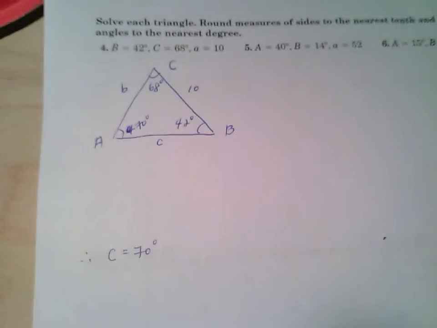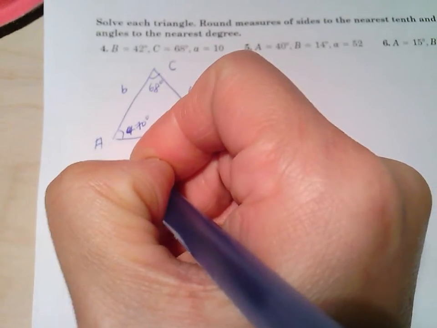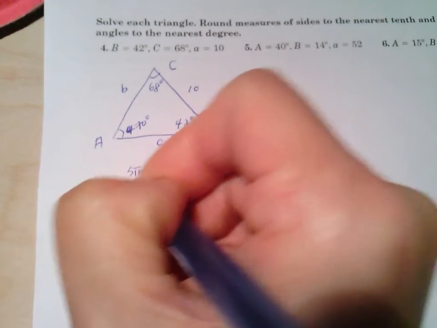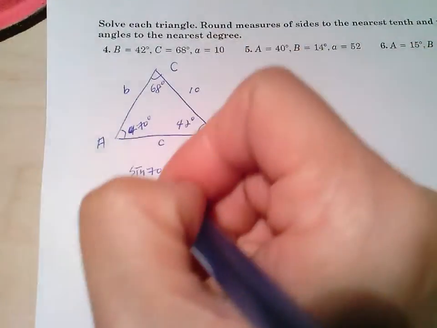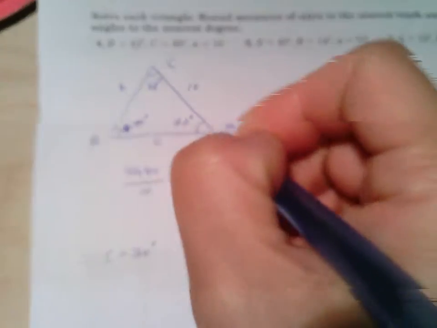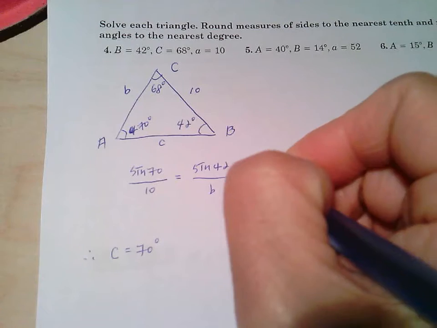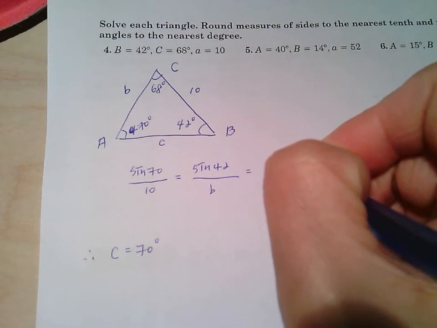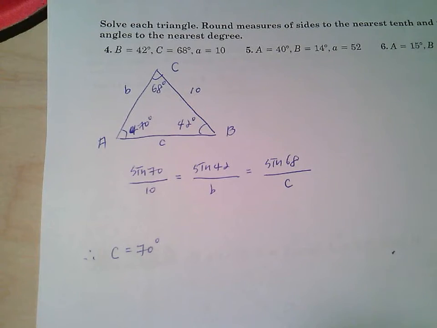So in this case, we can just use the law of sines. Sine 70 over the opposite side, A, the corresponding side is 10, equal to sine of B, sine of 42 over, we don't know the length of B, that is equal to sine of 68, and we don't know the corresponding side is C, so that is just equal to C.